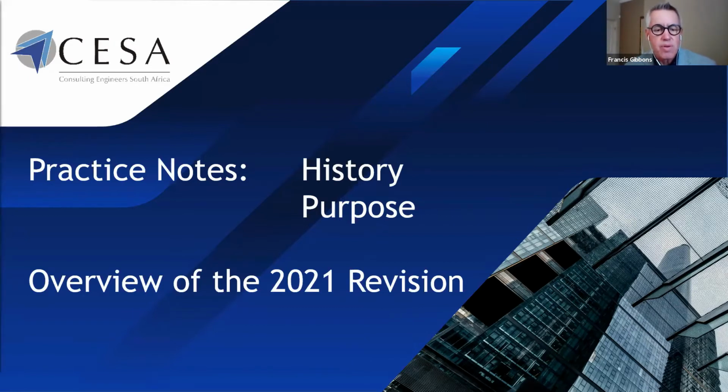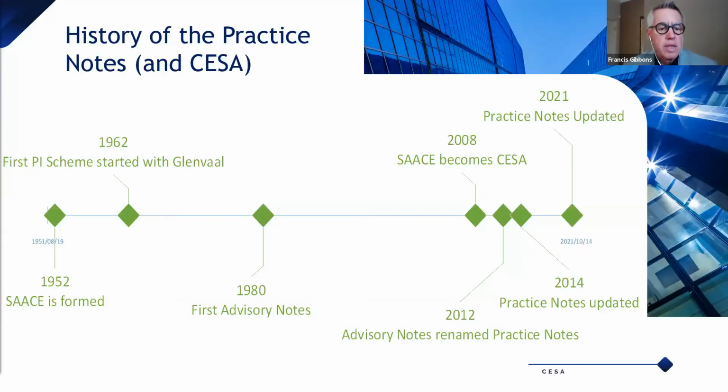So first, a bit of the history of the practice notes, also including CESA's history. CESA was in fact formed in 1952. The originator was the South African Association of Consulting Engineers, and the initial membership was 30 consulting engineers. So 30 individuals, quite a small number, but it's grown from strength to strength, as we all know. In 1962, coming back to what Clarissa's been telling you about, the first PI scheme was started with Glenn Vahl, who then became Glenn Rand, and then were taken over by Aon. And so there's almost a 60-year relationship with Aon over the years.